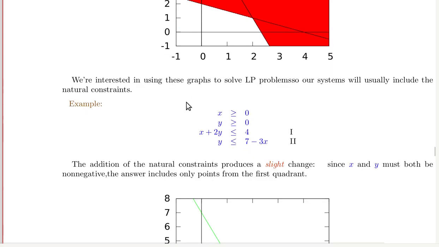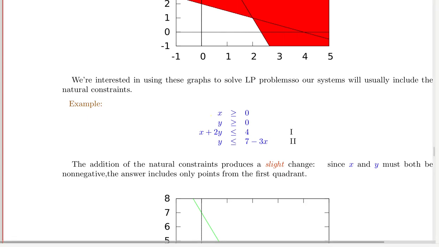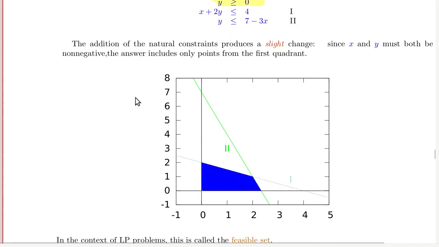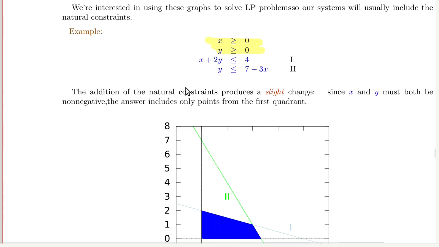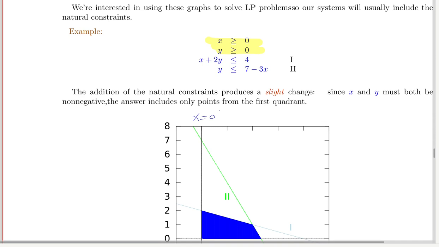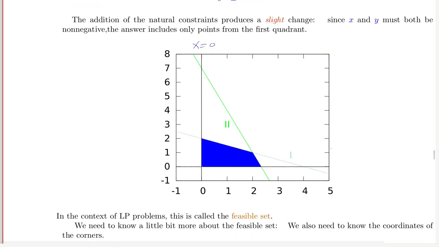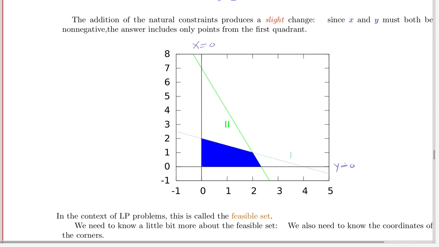Okay, now, in addition, however, to the two constraints we just considered, normally in one of these linear programming problems, you will also have the natural constraints. So you also have constraints that tell you that the variables have to be non-negative. So x is greater than or equal to 0 and y is greater than or equal to 0. Fortunately, they're real easy, because the line x equals 0, that's the y-axis, right? So the y-axis is this line, x equals 0, and the line y equals 0 is the x-axis, and that's the line y equals 0.